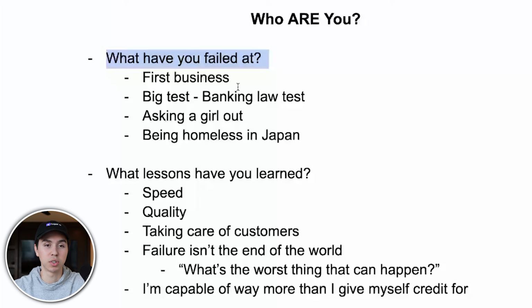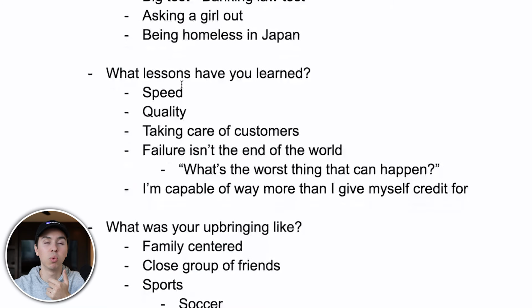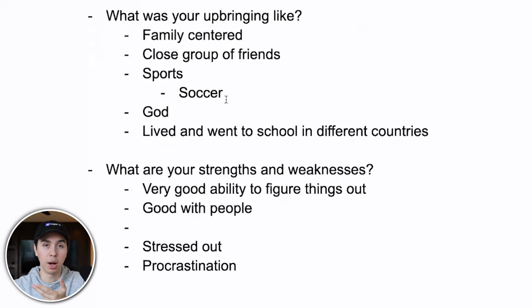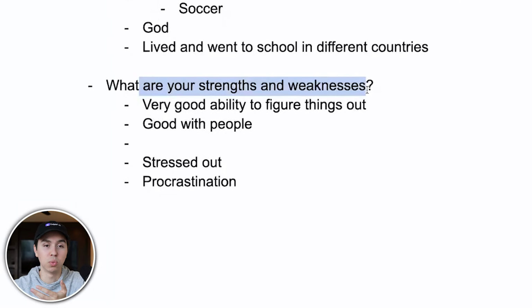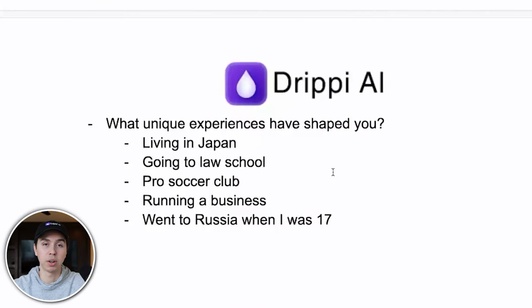So I've found that the easiest way to go about this is by answering a couple questions about yourself, and then I'm going to leave the link down below in the description. So these are the questions and I have them already filled out, but I'll walk you through them. So it's going to be, what have you failed at? Number one, what lessons have you learned? What was your upbringing like? What are your strengths and weaknesses? And then what unique experiences have shaped you?